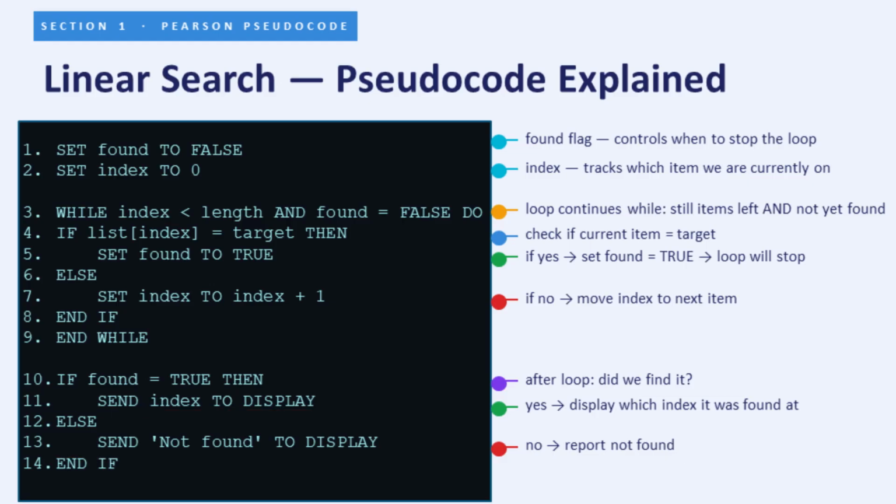That is the complete linear search algorithm in Pearson pseudocode. Every line has a clear purpose. The found flag controls the loop. The index variable tracks our position. The list[index] notation accesses one item at a time, and after the loop, we check the result.